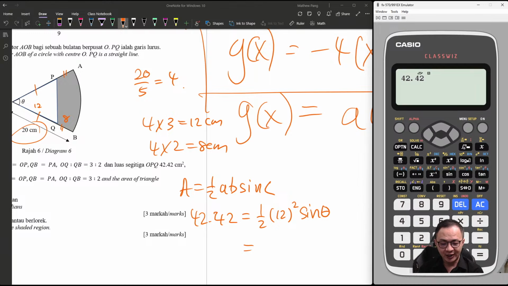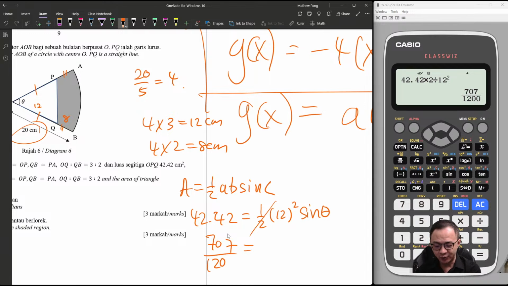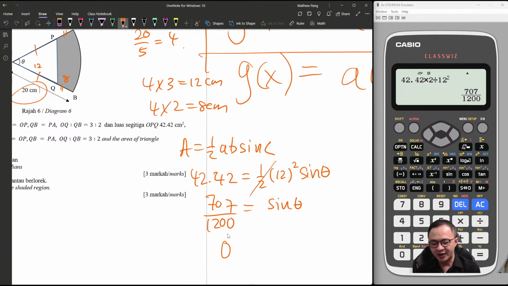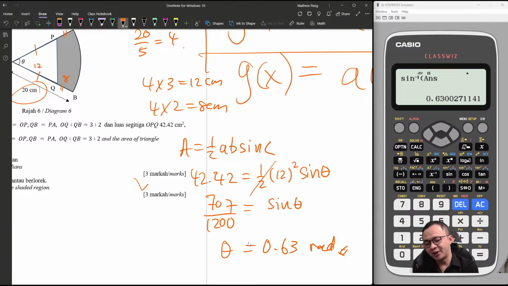42.42, I move this one to the other side, multiply 2, and then divide by 12 squared. So I got 707 divided by 1200 for sine theta. So if I want to find the theta, I will inverse it. Inverse sine, my answer, 0.63 right there. Done. 3 marks.